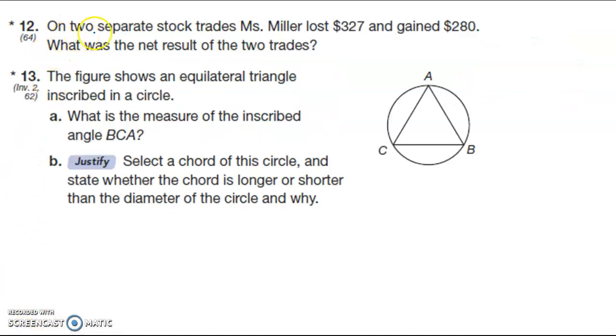Okay, on 2 separate stock trades, Mrs. Miller lost $327. So we have -327 plus a -327, and then she gained $280. What is the net? Oh, my bad. I thought it was 327, 327. It's just 2 stock trades. So let me erase that. It helps to read the problem thoroughly.